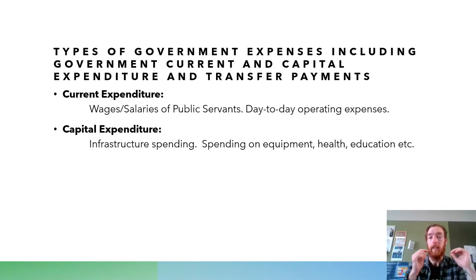Current expenditure is wages and salaries of public servants, as well as their day-to-day operating expenses. So things like paying for flights for politicians from one state to another, flying the PM to the G20 summit, those kinds of things. Capital spending includes things like infrastructure, as well as spending on equipment, health, education, etc. So things like the Westgate Tunnel project, a really big example of infrastructure spending. So that's a government expense or outlay.